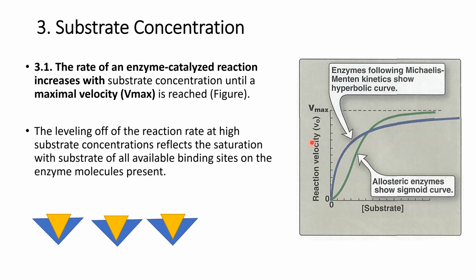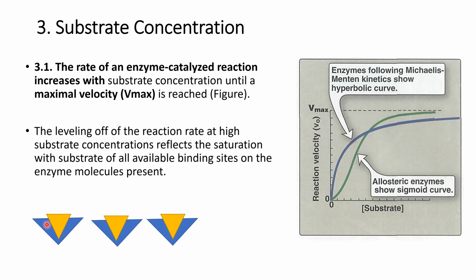Now, what if I had only one molecule of substrate and there were three enzymes? Obviously there would still be two empty active sites, so there is still a need to accommodate more substrate molecules. If I keep increasing from 1 to 2 and 3 molecules, there is an increase in the reaction velocity.